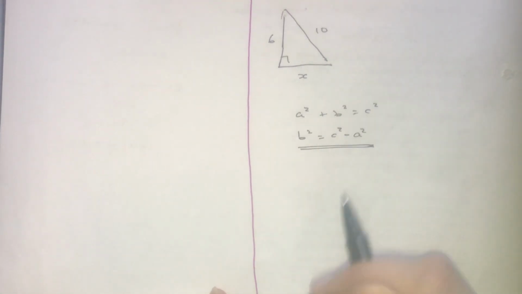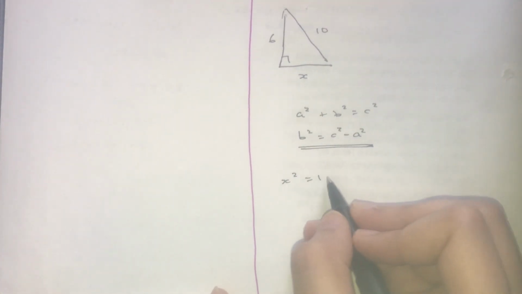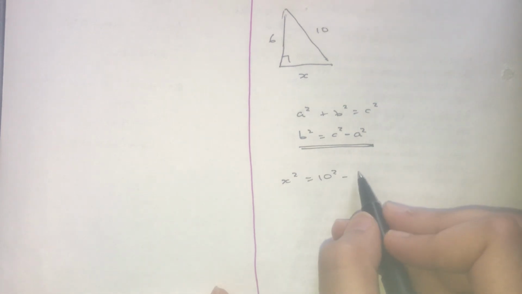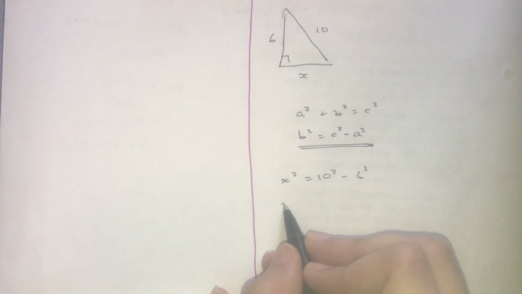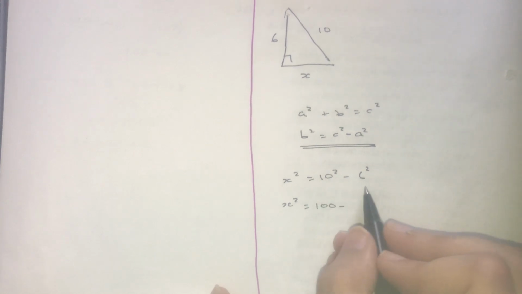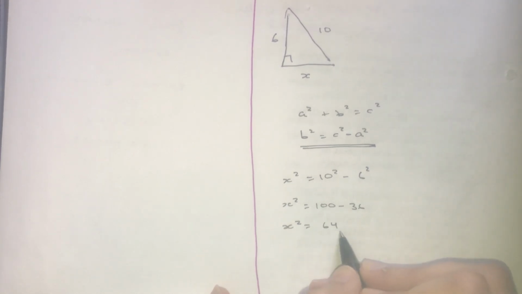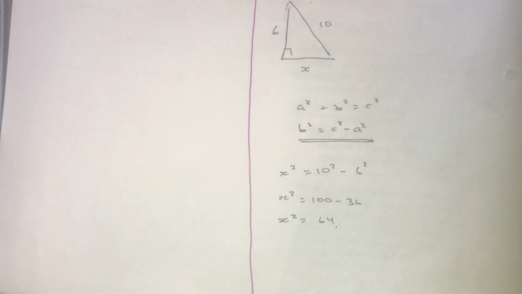Now let's just substitute. B is x, c is 10, and a is 6. Let's simplify. 10 times 10 is 100. 6 times 6 is 36. So x squared is equal to 64. 100 minus 36 is 64. I know I'm a little quick, but after some practice, even you will be really fast. So don't worry. Stay patient, keep practicing, and let's continue.